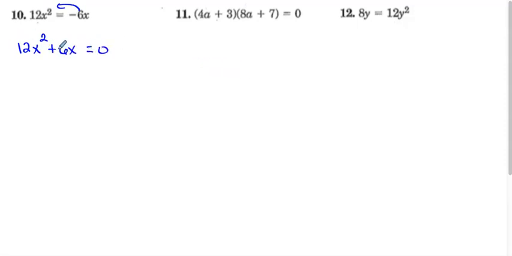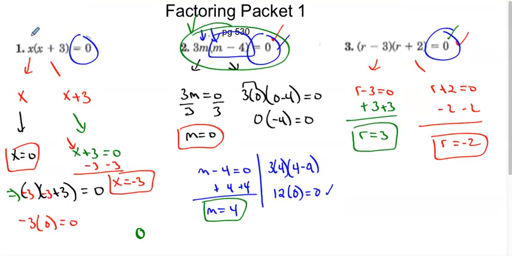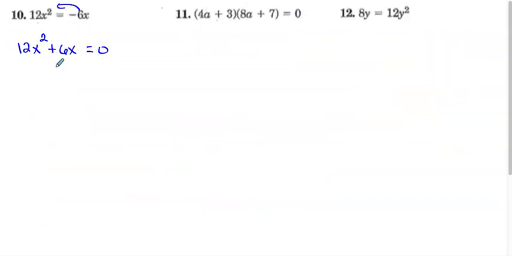So this is 12x squared plus 6x equals 0. Now, this is already in a factored form. This is in factored form, and this is in factored form. This one is not in factored form. Okay? There's a square term here and an x term here. So what I want to do is ask myself, what can I divide out of both of these terms? What do 12x squared and 6x have in common?